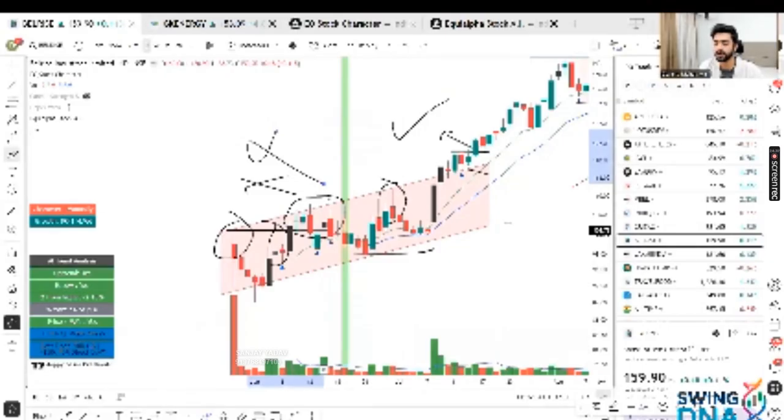Does it look better? Is the price action more mature up here?